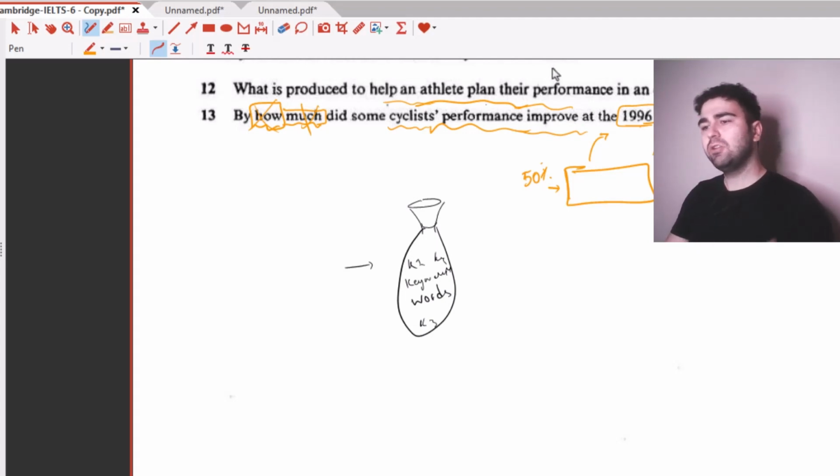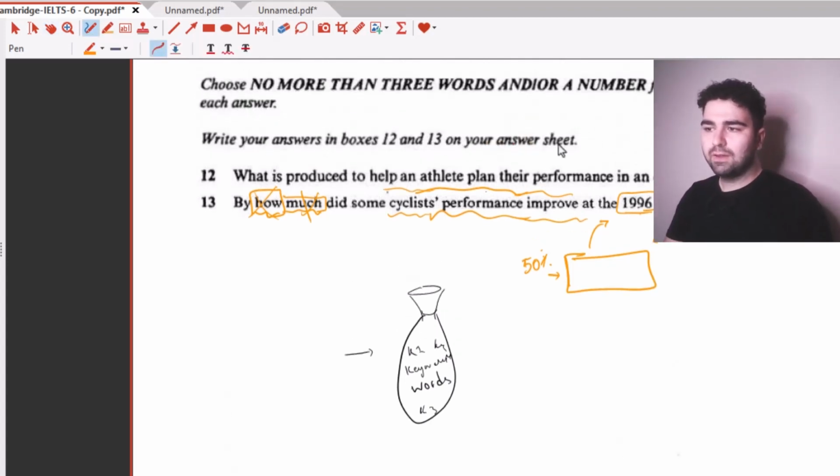Okay, so you don't need all of that. All of cyclist, performance or improve. You don't need them. But the point is, I wanted you to walk through this process with me. Let's do it for the first question, question 12. What is produced to help an athlete plan their performance in an event?